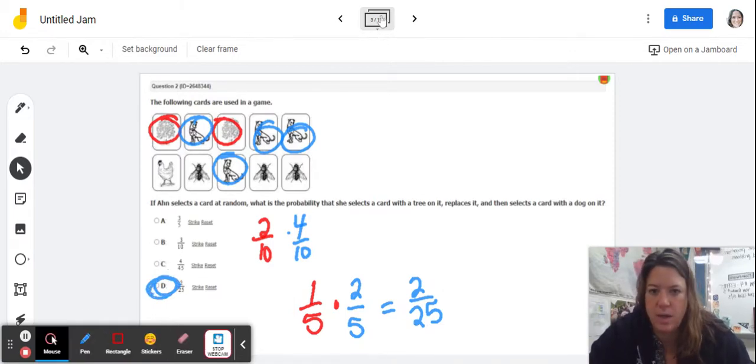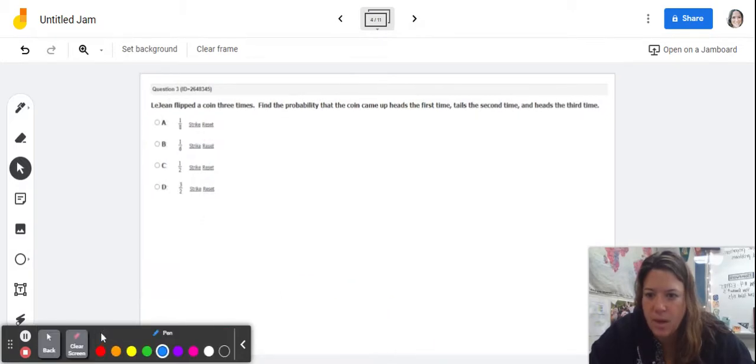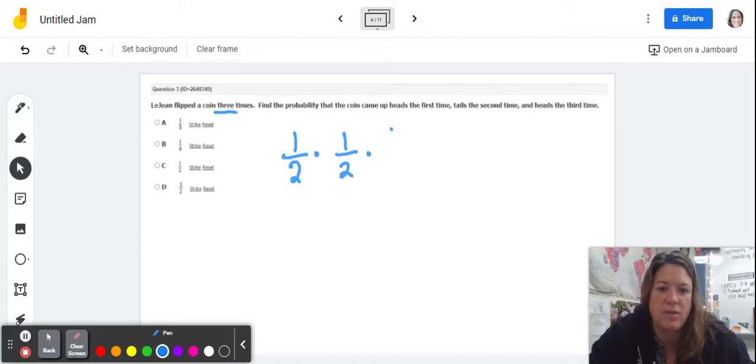All right, number 3. Flipped a coin 3 times. Find the probability that it came up heads the first time, tails the second time, and heads the third time. So each time you flip, you have a 1/2 chance of getting heads and then tails and then heads again. And when you multiply these, you get 1/8.